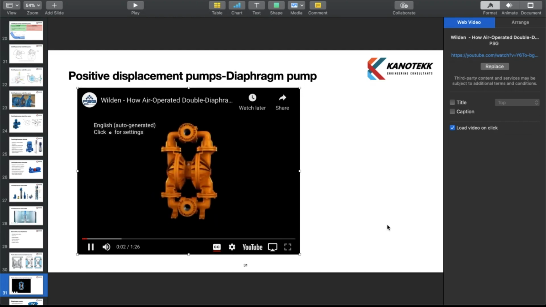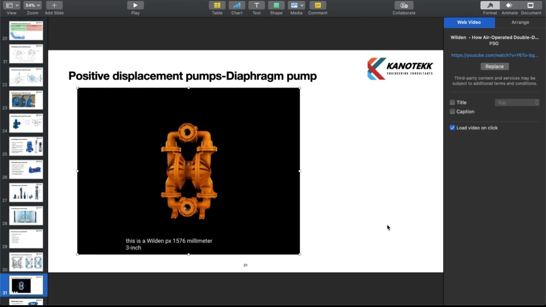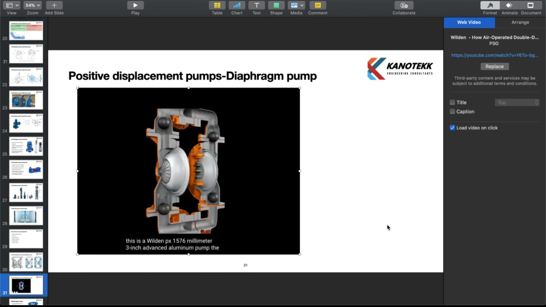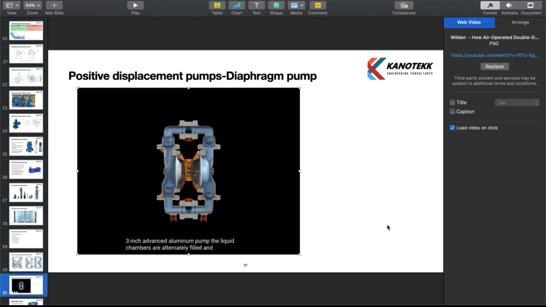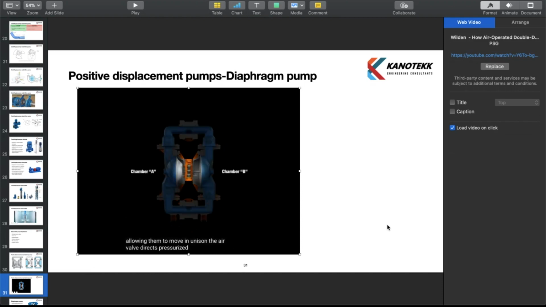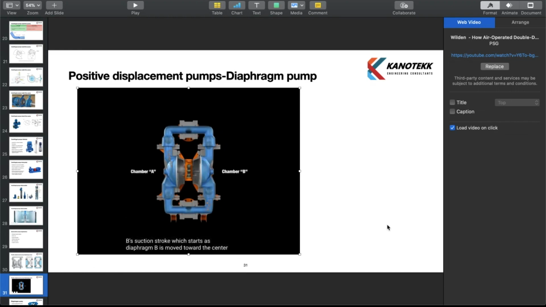This is a Wilden PX 1500 76mm 3-inch advanced aluminum pump. The liquid chambers are alternately filled and emptied by fluid that is drawn through a common inlet and discharged through a single outlet. The diaphragms in each chamber are linked by a single shaft, allowing them to move in unison. The air valve directs pressurized air to the back of diaphragm A. This begins chamber B's suction stroke, which starts as diaphragm B is moved toward the center of the pump, thereby creating a vacuum in chamber B. Atmospheric pressure then forces fluid into chamber B past the inlet ball valve.